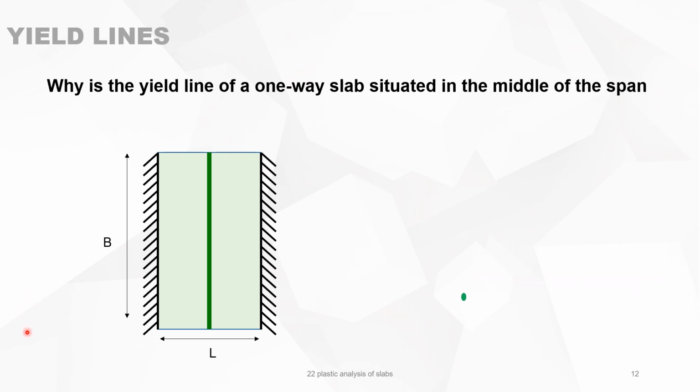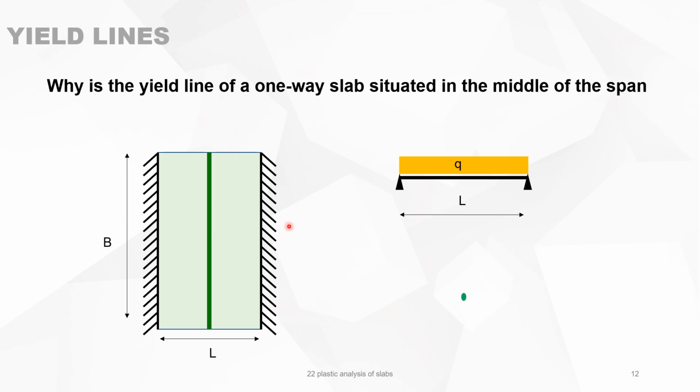Now, why is the yield line of a one-way slab situated in the middle of the span? We said out of symmetry. Of course, it's out of symmetry, but there are other situations or cases where you do not exactly know where the yield line is. So how can we calculate the location of the yield line? Well, in this simple example, we will give you a method how to do so.